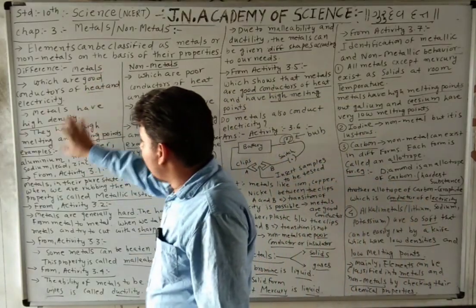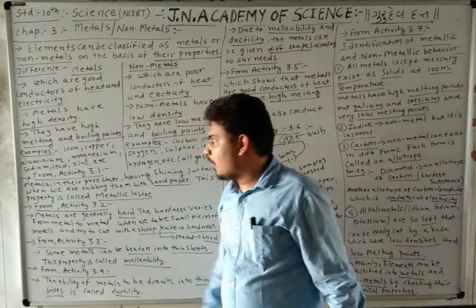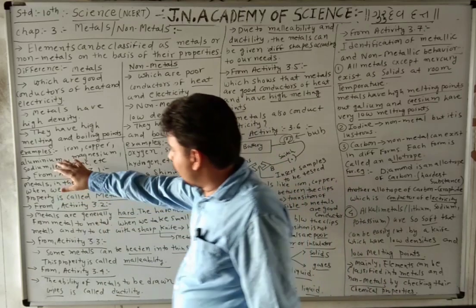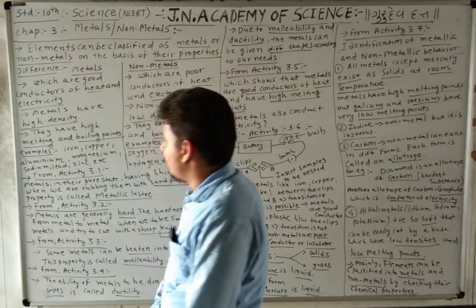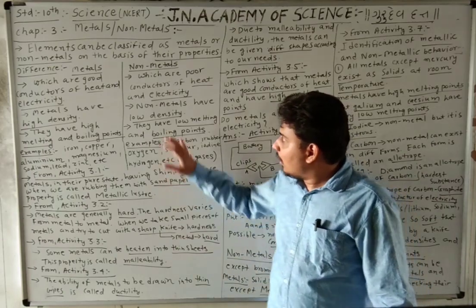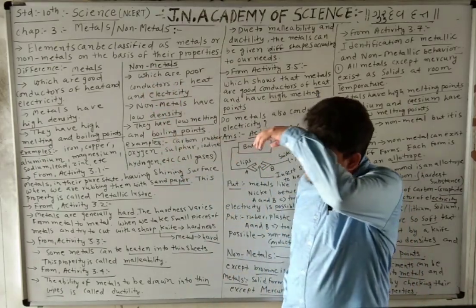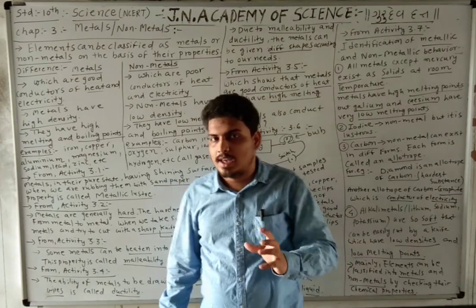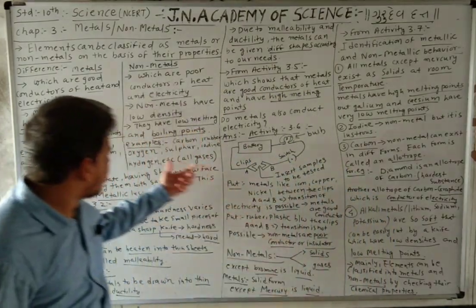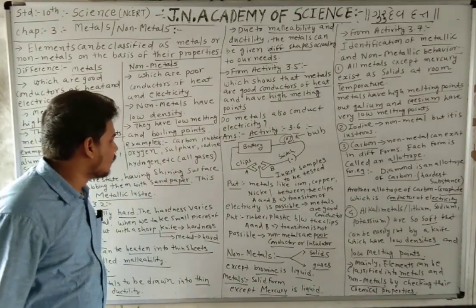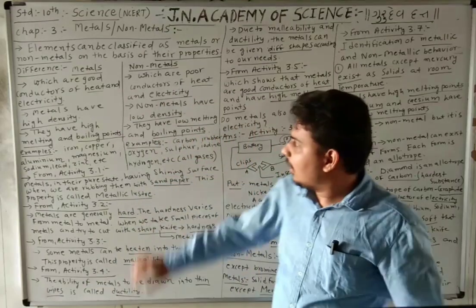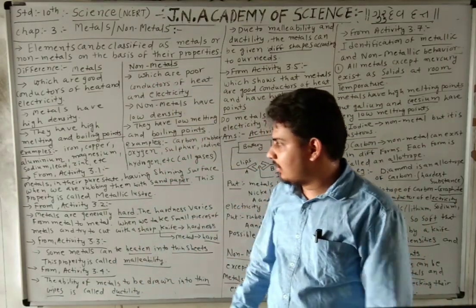Another point, metals have high melting and boiling points. Examples of metals: iron, copper, aluminum, magnesium. There are several examples of metal. Similarly, non-metals have low melting points and boiling points, and these are the examples: carbon, rubber, oxygen, sulfur, iodine, hydrogen, etc. Mainly all gases are included in non-metals.